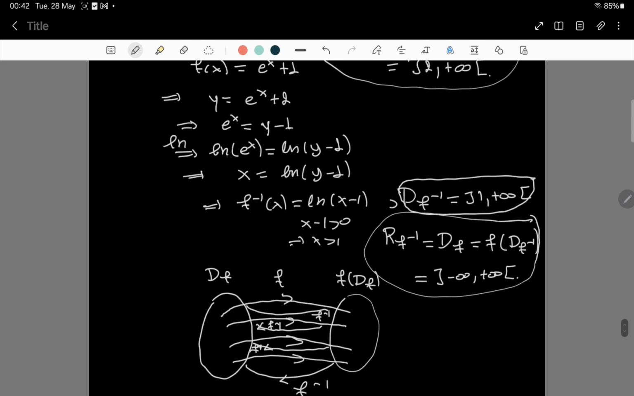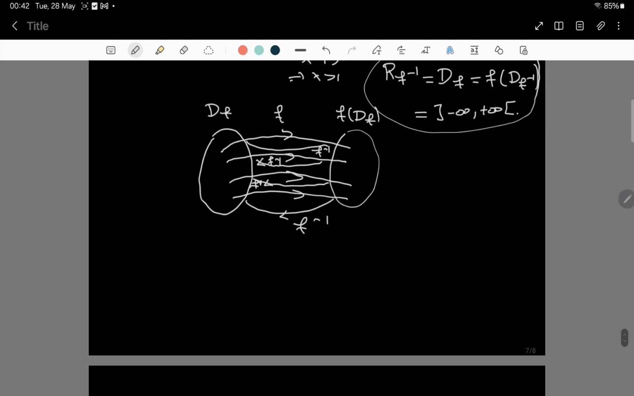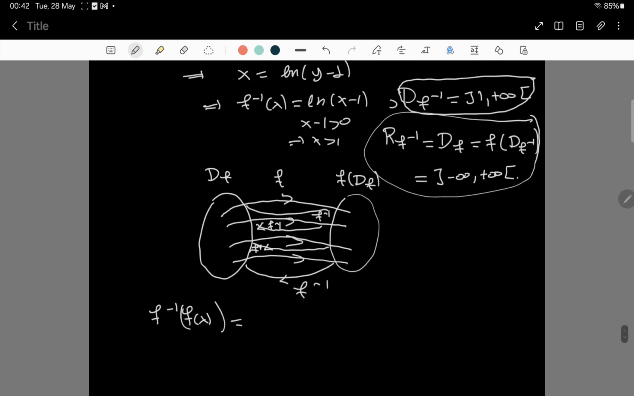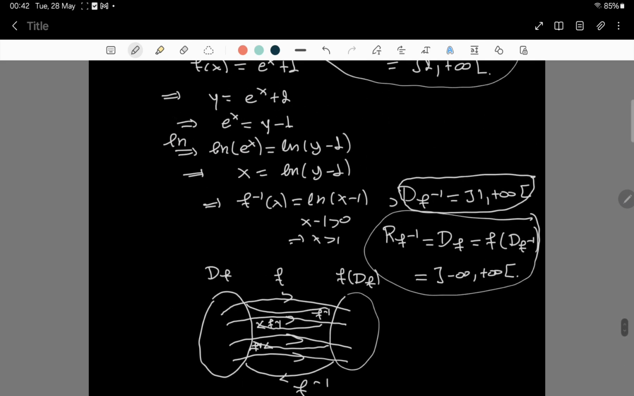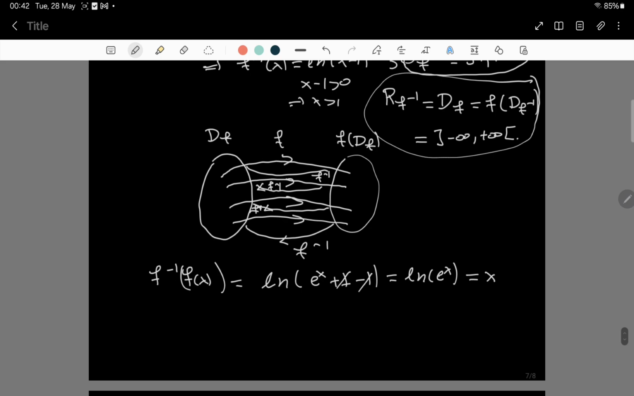So these functions f and f minus 1, they undo each other. We can see an example. You see f minus 1 of f of x. We take f and we plug it back into the inverse. So it's natural logarithm of e to the power of x plus 1, minus 1. So we get back the identity x, the identity function.